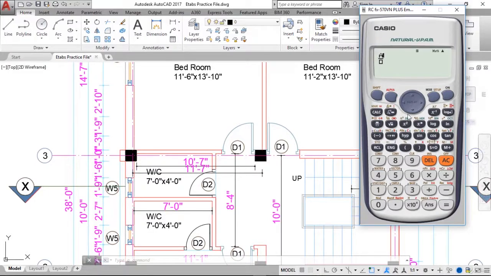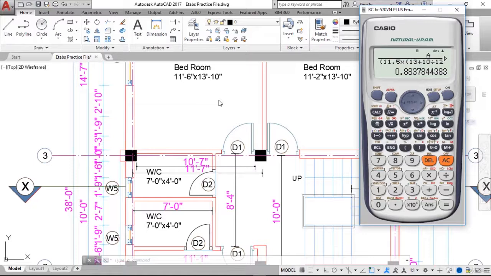So alpha A, go down, 11 feet and 6 inches, so that is 11.5 feet, times 13 feet and 10 inches, that makes 13 plus 10 divided by 12. Close this bracket and divide by 10.764 meter square value. So the answer is 0.8837.